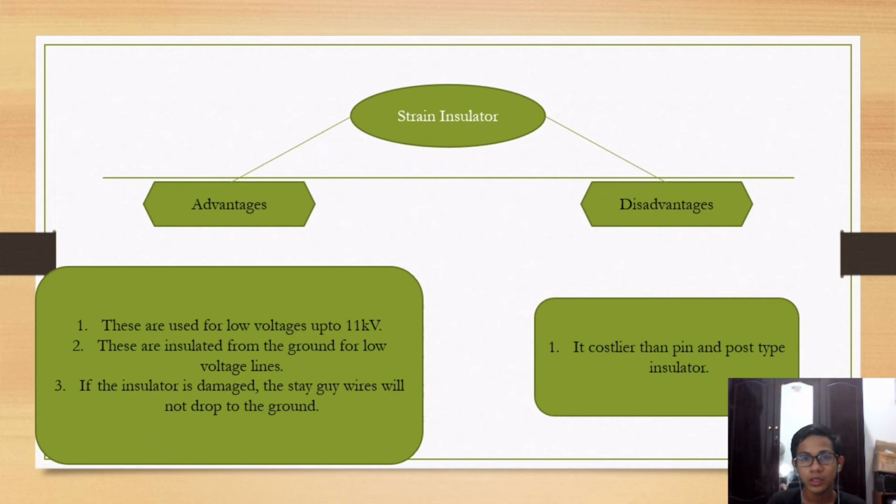We go to the strain insulator. First, these are used for low voltage up to 11 kV. These are insulated from the ground for low voltage lines. And last, if the insulator is damaged, the stay guy wires will not drop to the ground. For the disadvantage, the strain insulator is costlier than pin and post type insulators.